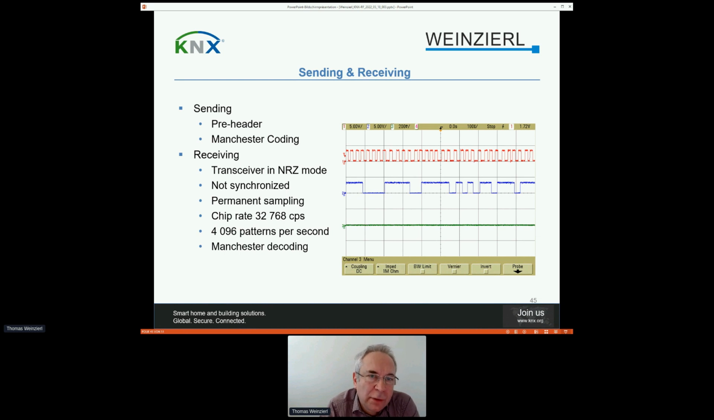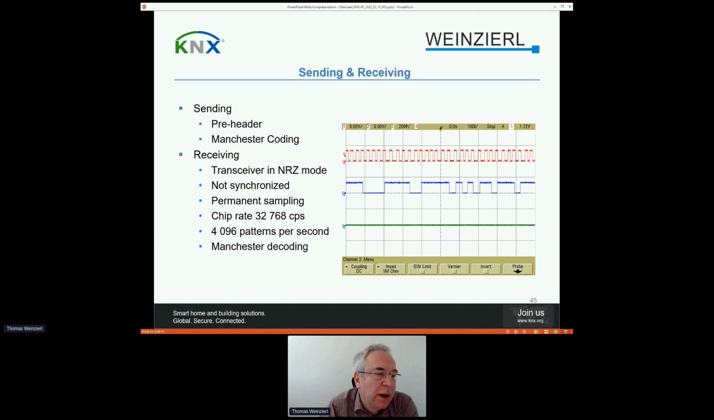And on RF, it's not like twisted pair. If the twisted pair line is quiet, you receive nothing and it starts with a telegram. In RF, it starts with noise and you really have to find the start of the telegram with permanent sampling.